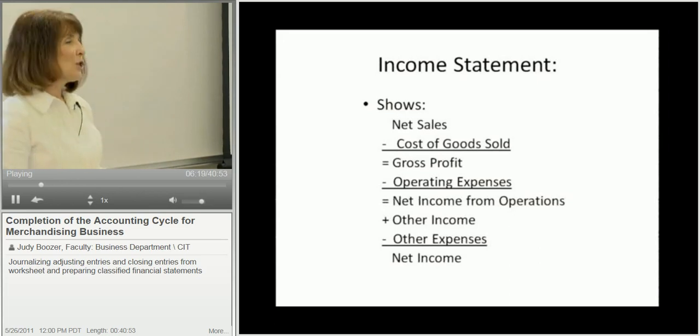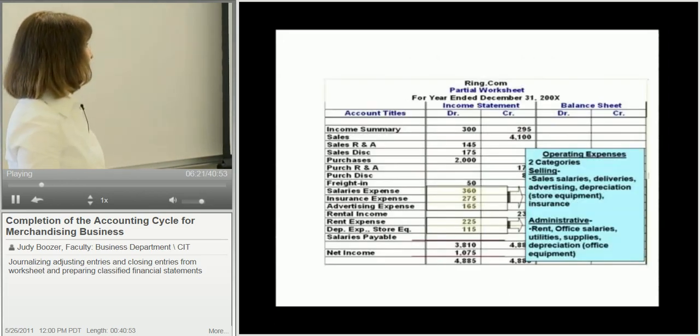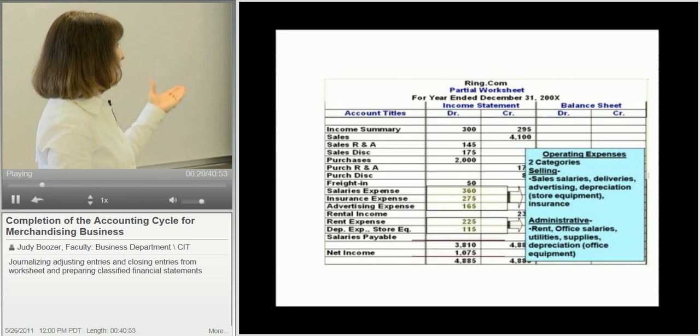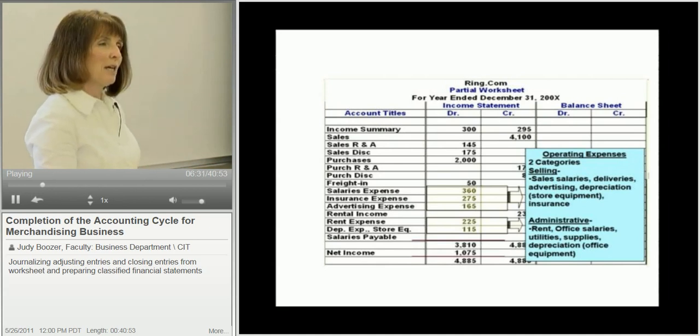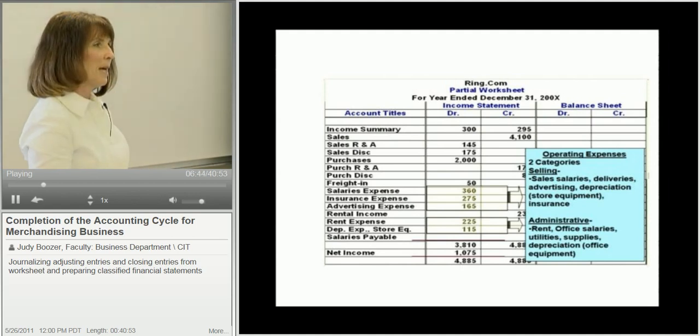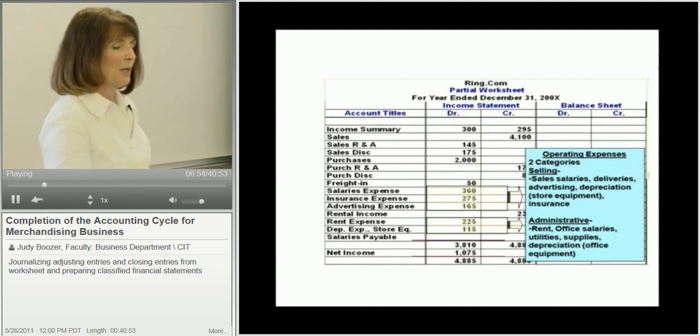Now, here's a partial worksheet. It just shows that everything on the worksheet is there for you to find to put on the actual financial statement called the income statement. So take a look here. Here's the selling ones highlighted, and then, of course, the administrative ones. Okay, so everything is on the worksheet. Everything you need to create a financial statement. You just need to be able to determine where it is and to identify it as such.